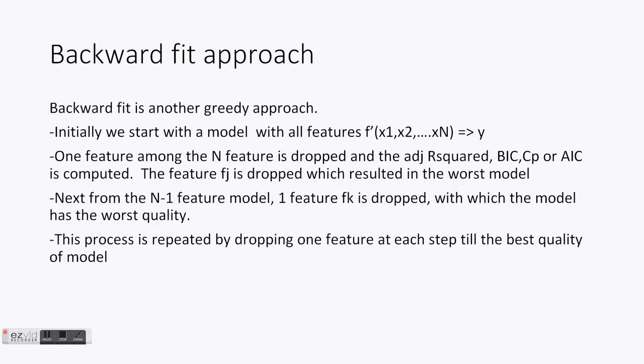The reverse is the backward fit approach, where we start with all the features and then drop one feature from this model. We create n-1 different models by dropping one of the features, and then pick the one which had the worst performance and drop that. Then we drop one more from the remaining n-1 features and pick the best n-2 model with the best statistical measure, and similarly we keep dropping until we get the best overall model.